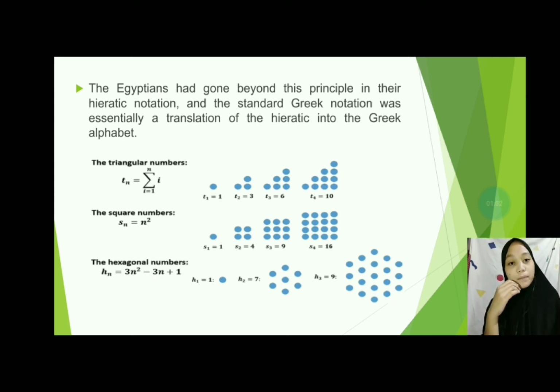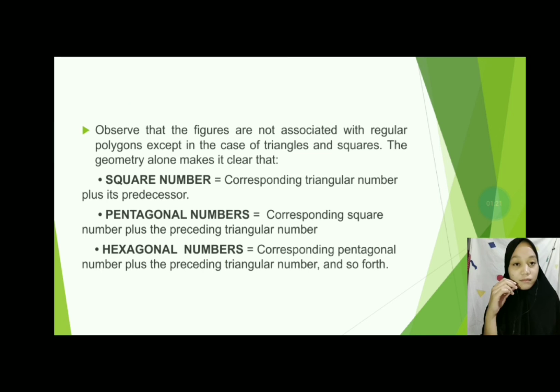So these are the triangular numbers. On the left side, you can see the formula to compute the number of dots on each geometric figure or shape. There are the triangular numbers, square numbers, and the hexagonal numbers. Observe that the figures are not associated with regular polygons. When we say regular polygons, these are the geometric shapes that have equal sides and equal angles.